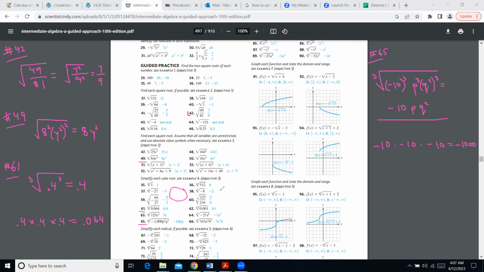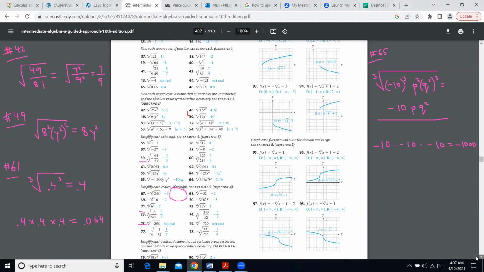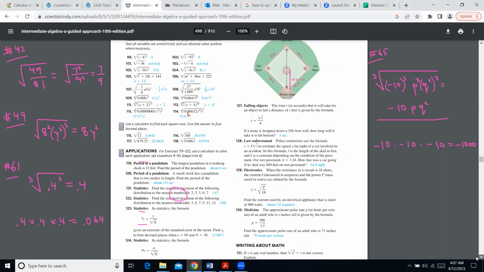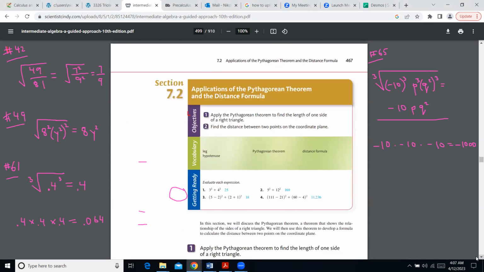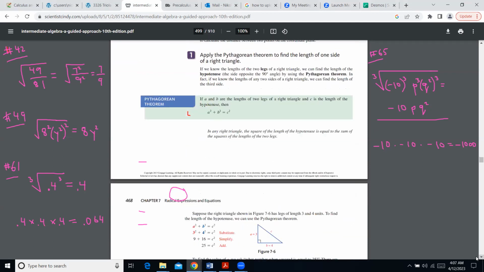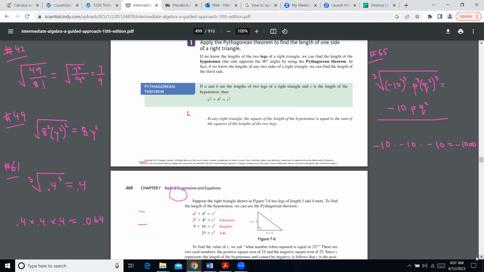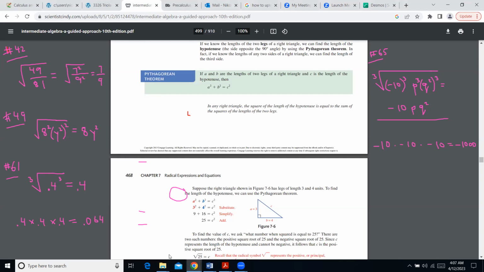So the point is, whenever you have a third degree root, then you need to worry about the perfect cubes, perfect third powers. So let us move on to the next section and see more of the radicals at work. And here they're talking about a very popular statement called the Pythagorean theorem.